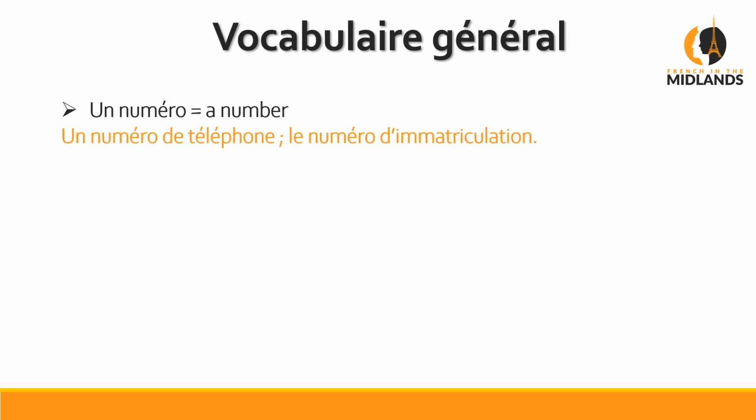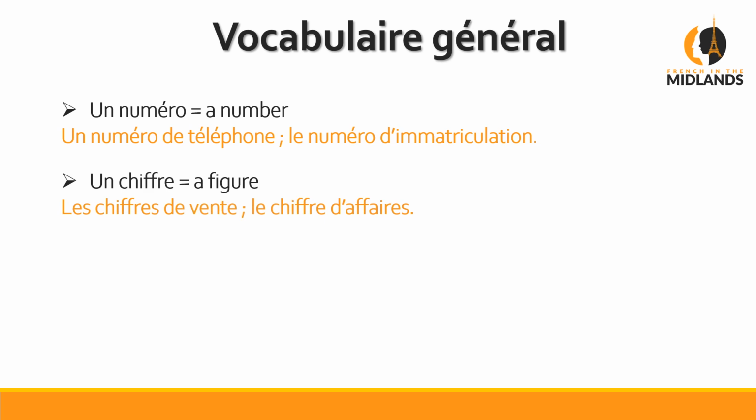First of all, let's start with our vocabulaire général. What's the difference between un numéro, un chiffre, and un nombre? All three mean number, but I'll show you because we use them in slightly different instances. Un numéro is used for a number, as in a phone number, un numéro de téléphone, or a car registration number, un numéro d'immatriculation.